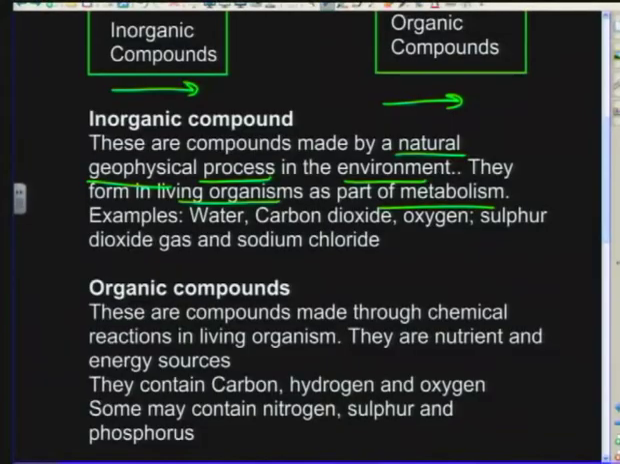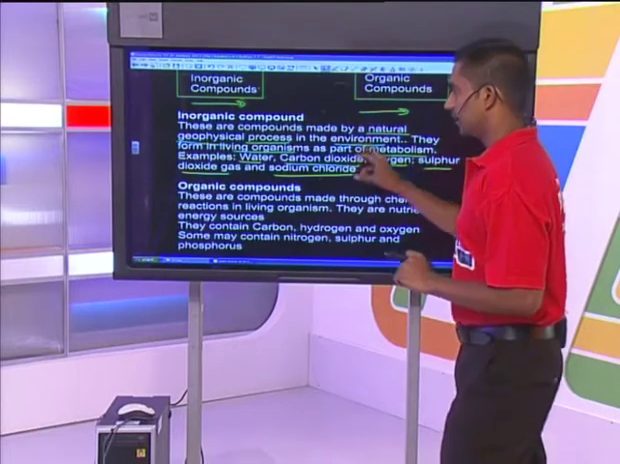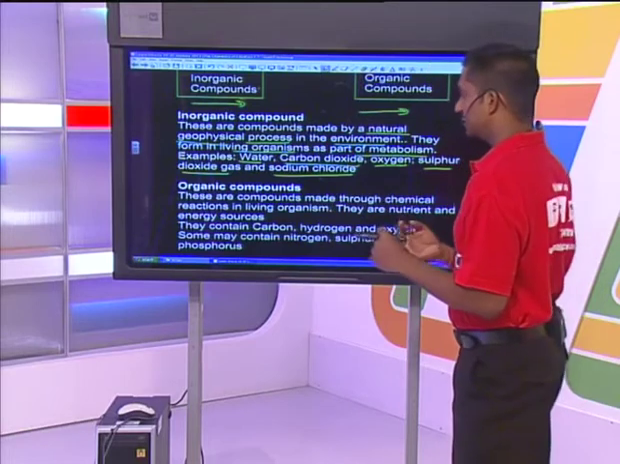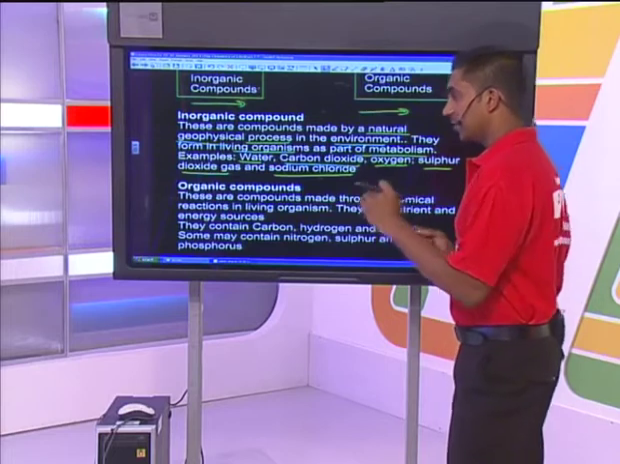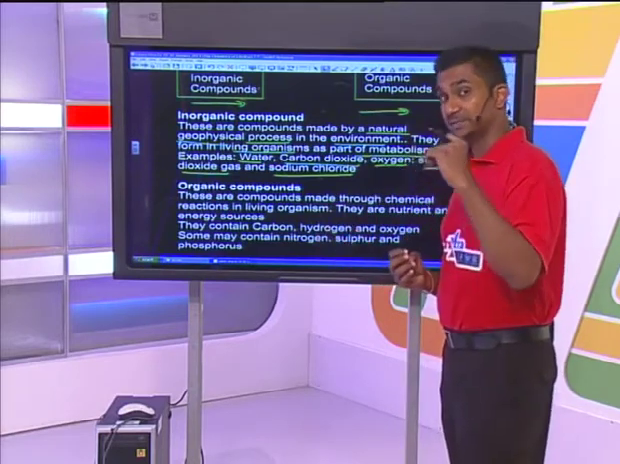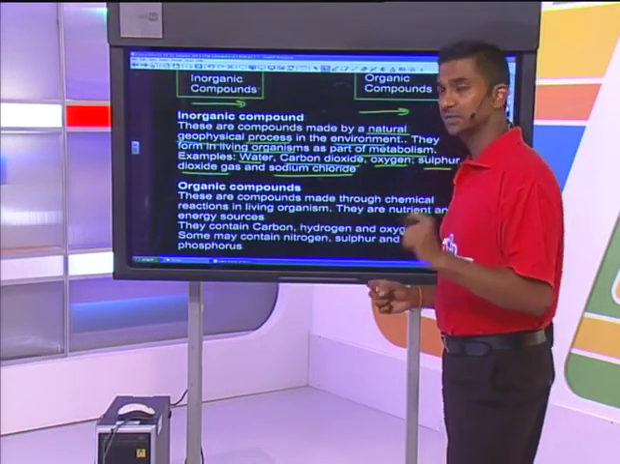Common examples of inorganic compounds are water, carbon dioxide, oxygen, sulfur dioxide, as well as sodium chloride, and the list can go on. Essentially, if we look at these inorganic compounds, we see that they have hydrogen, oxygen, carbon, and other elements. When we look at organic compounds and what differentiates them from inorganic compounds, we see the presence of carbon, hydrogen, and oxygen, and some of the other essential elements.